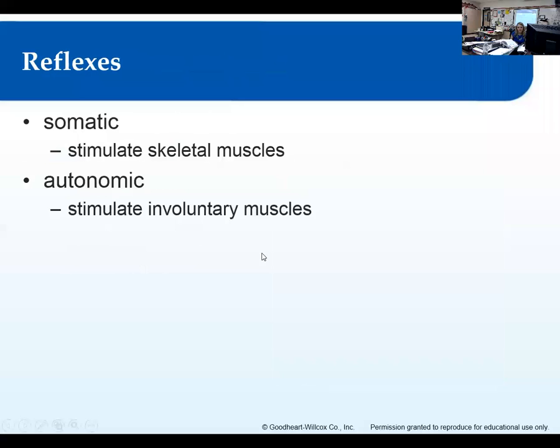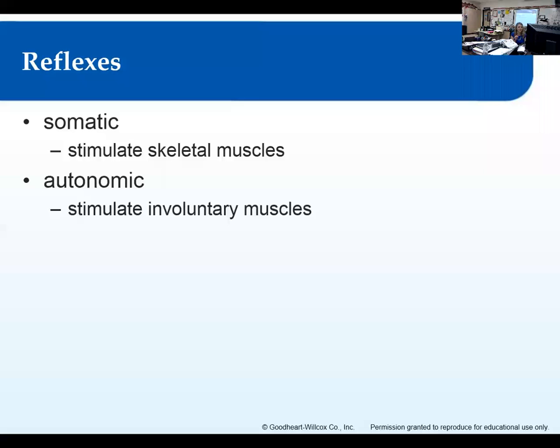Okay, reflexes, somatic and autonomic. Somatic stimulates skeletal muscles and autonomic stimulates involuntary muscles. Makes sense. The definition of a reflex is a simple, rapid, involuntary, programmed response to a stimulus. Simple means it's not complex. It doesn't take a whole lot of pathways to figure out what's going to happen.